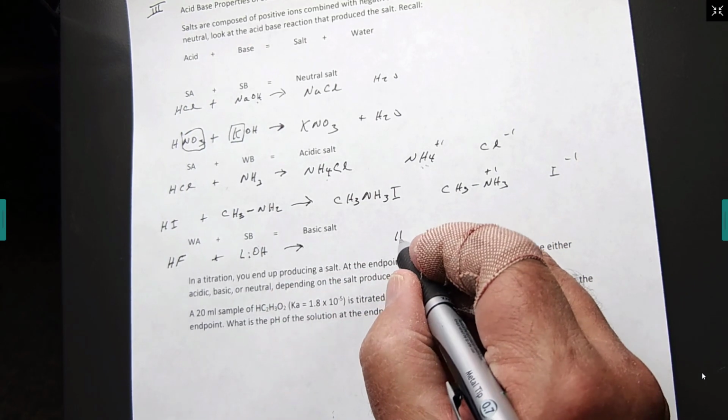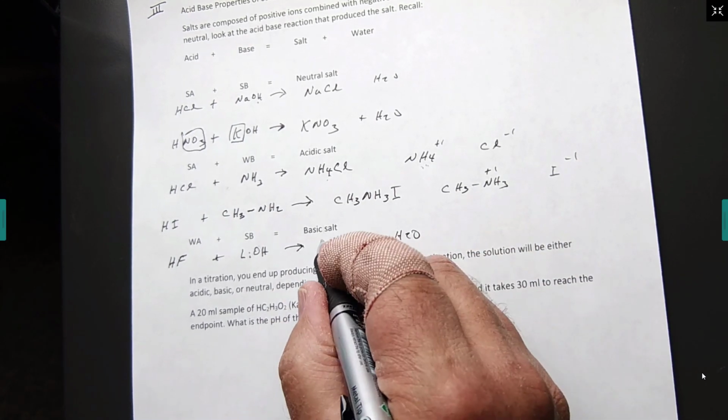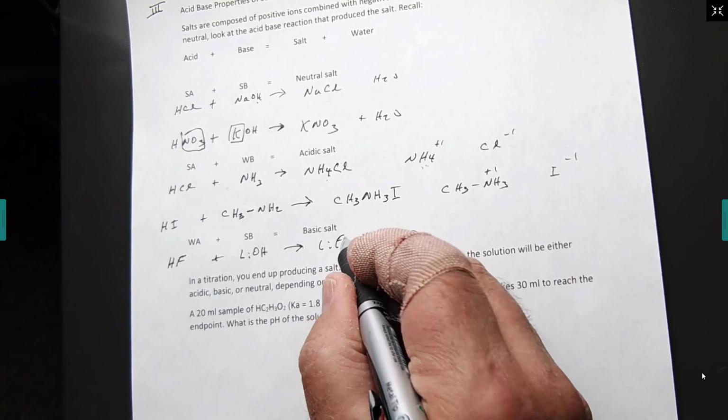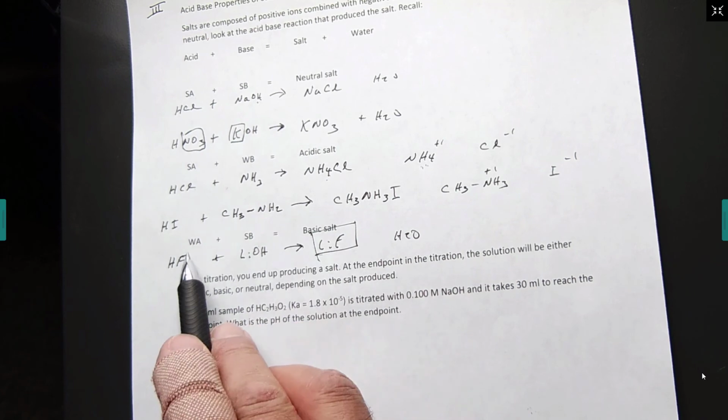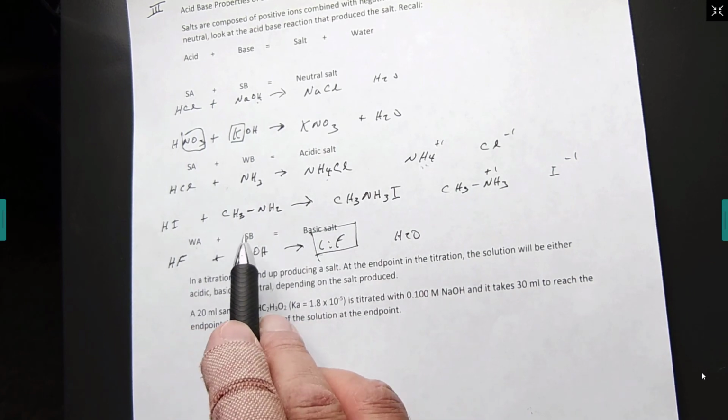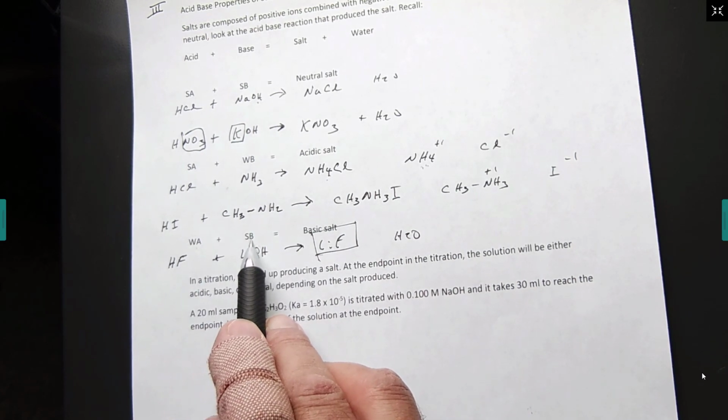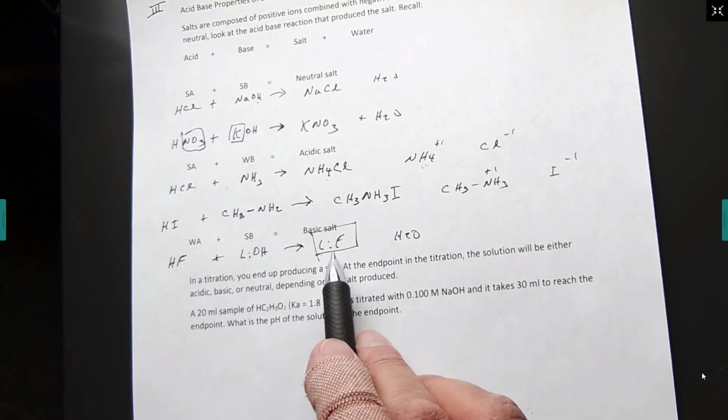Well, you of course make your water. Your salt is going to be lithium fluoride. That salt is basic. Weak, strong. Who wins? The strong guy. The basic half wins. So it produces a basic salt.